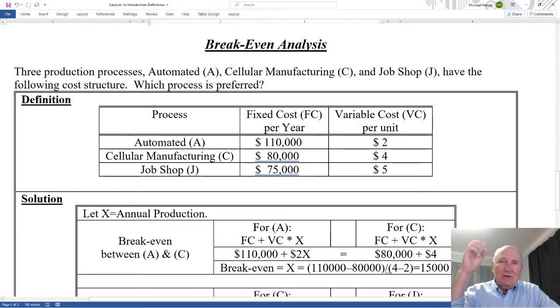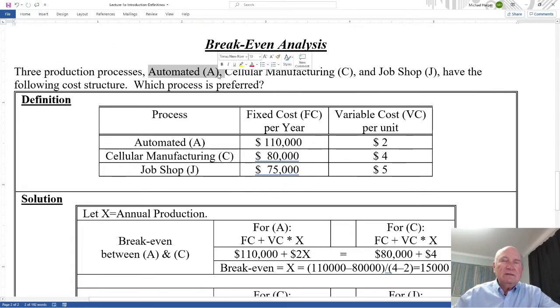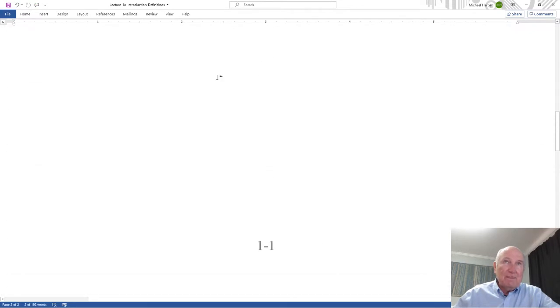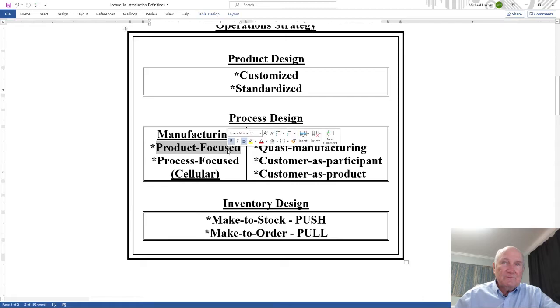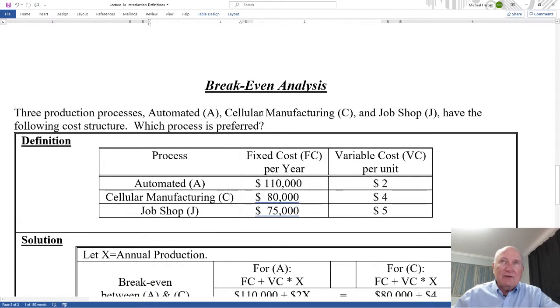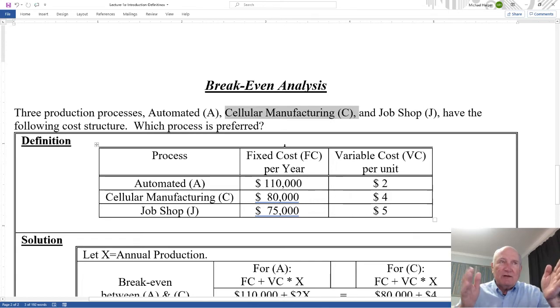So I want to introduce this version of it with this simple example from what we just talked about, and also revisit this again with other topics. Okay, here's the problem. Three production processes: an automated one, that's product focused; and cellular, that's a combination of product focus and process focus; and job shop, that's process focused, have the following cost structure. Which process is preferred, meaning has the lowest cost?